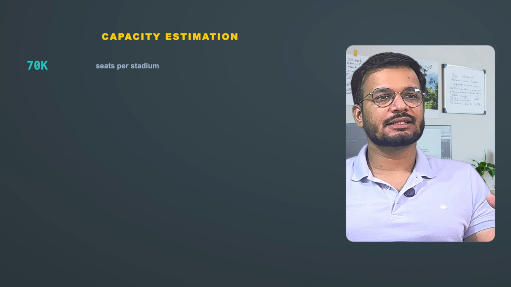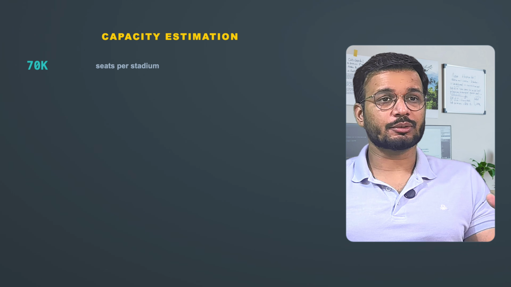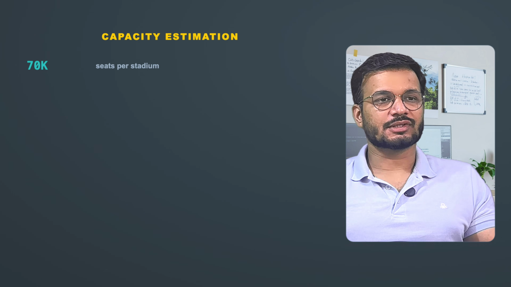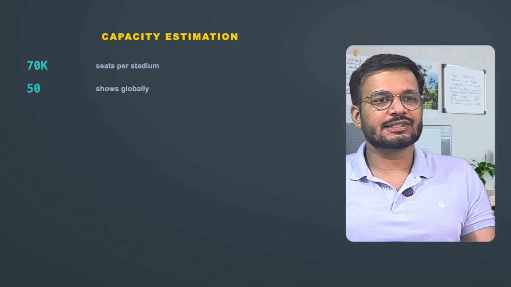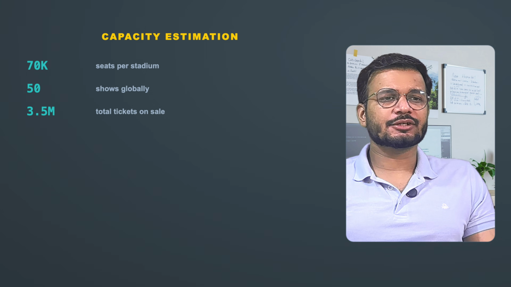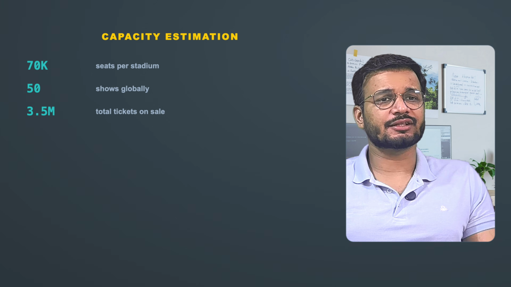After that, for a senior level, capacity estimation is very important. Let's size a Taylor Swift Eras Tour pre-sale scenario. Suppose the stadium capacity is 70,000 seats. The number of shows, say 50 shows globally. Total tickets for sale is 3.5 million tickets. Queue size at pre-sale open, let's say about 2 million users enter the waiting room.